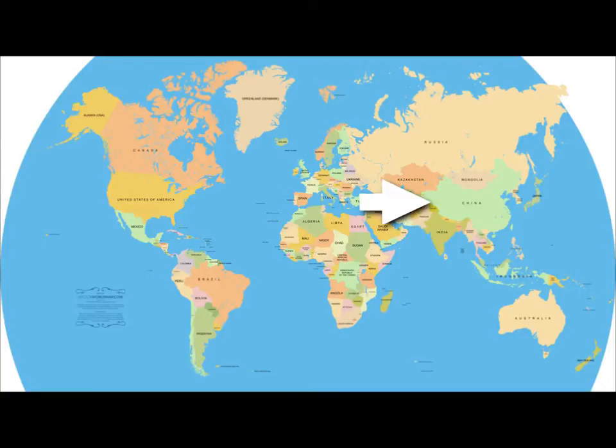The next country we are going to is south of the border. We are going to Mexico. Mexico is the largest Spanish-speaking country in the entire world and the second most populated country in Latin America.